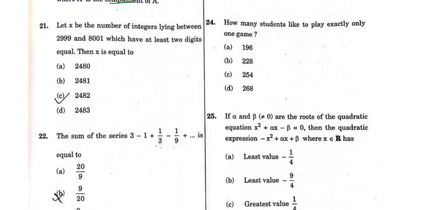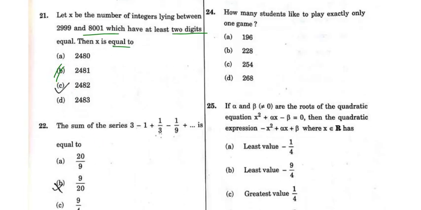Let x be the number of integers lying between 2999 and 8001 which have at least 2 digits equal. Then x is equal to. So the numbers with all distinct digits: 5, 9, 8 and 7. So you will solve this question and you will get the value 2520. So x equal to 2481. So B option should be right.